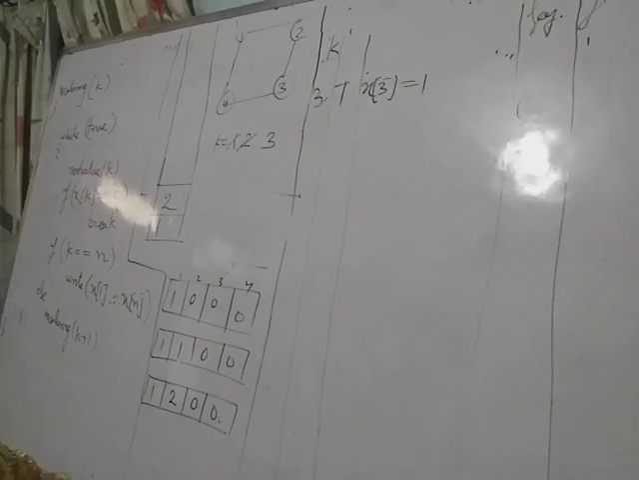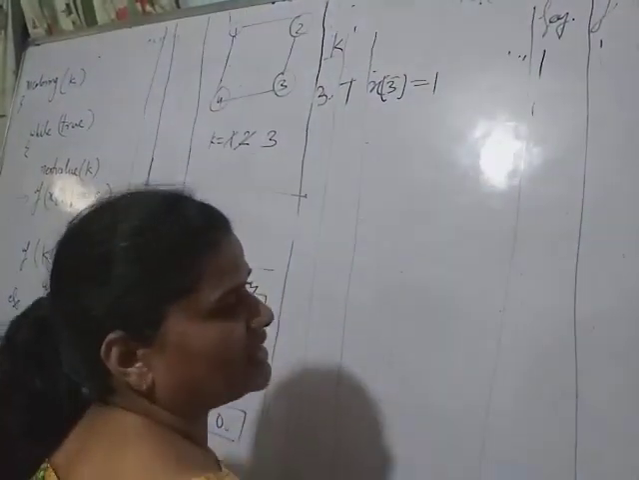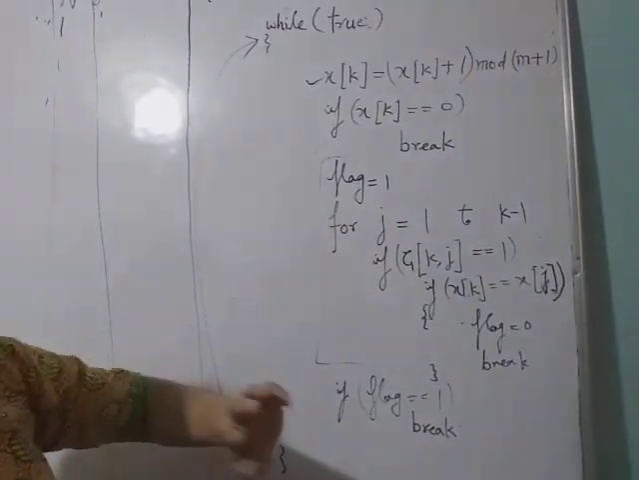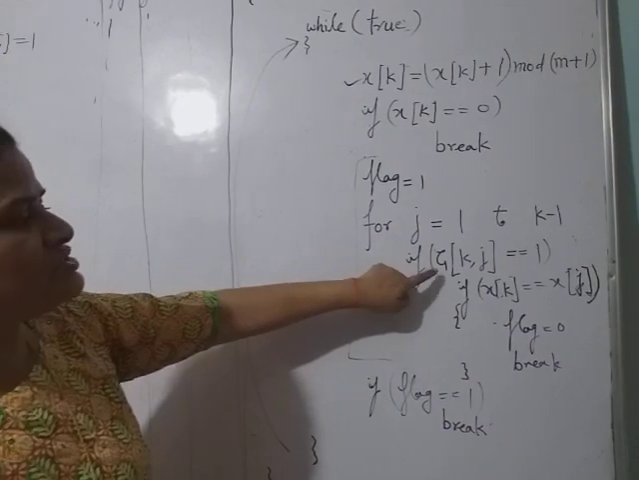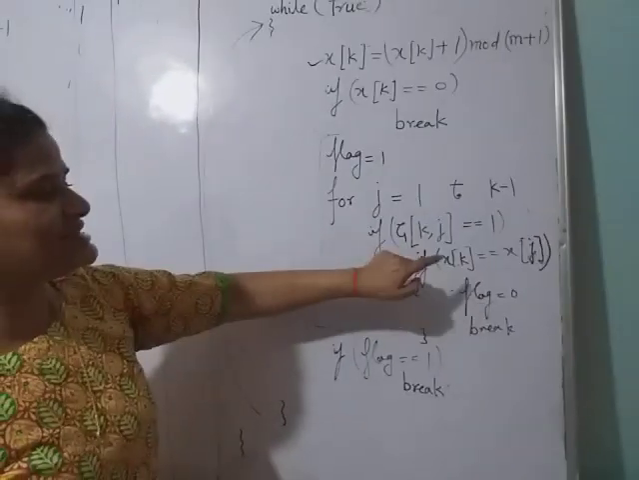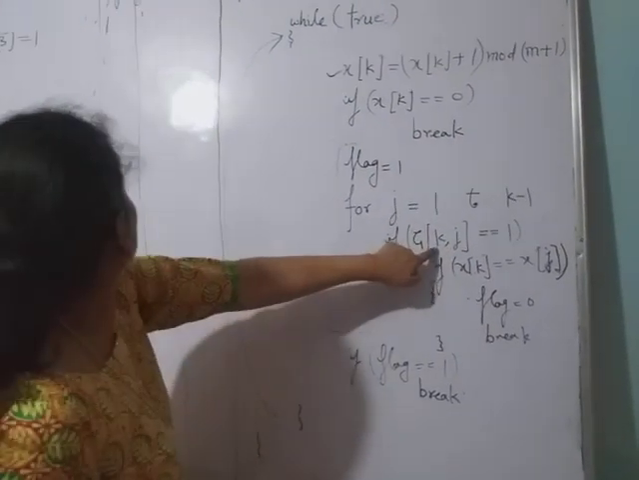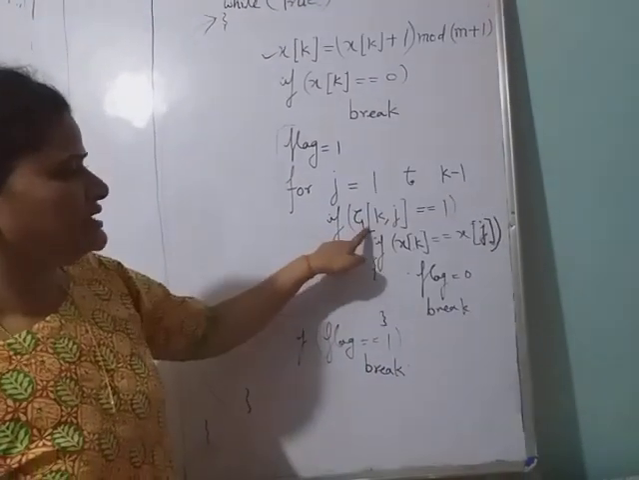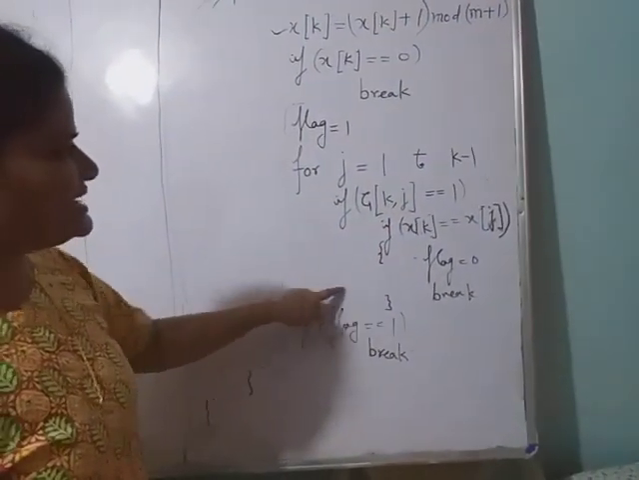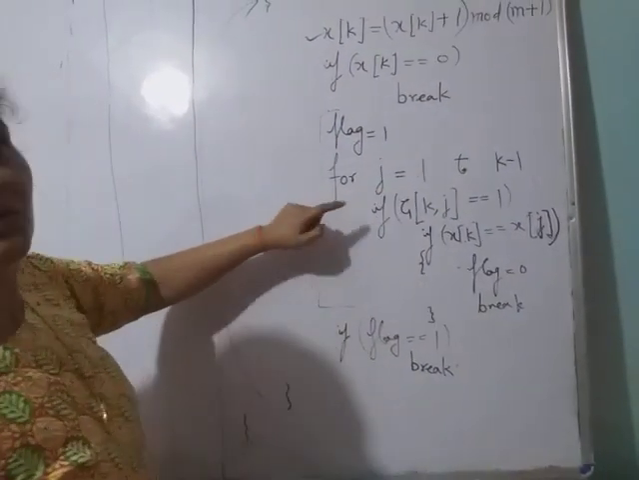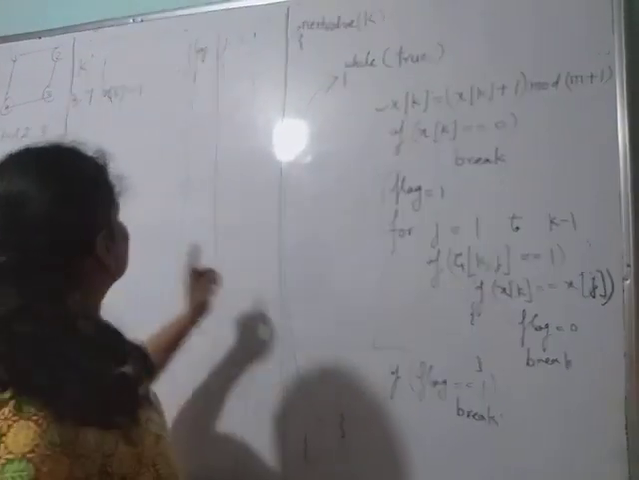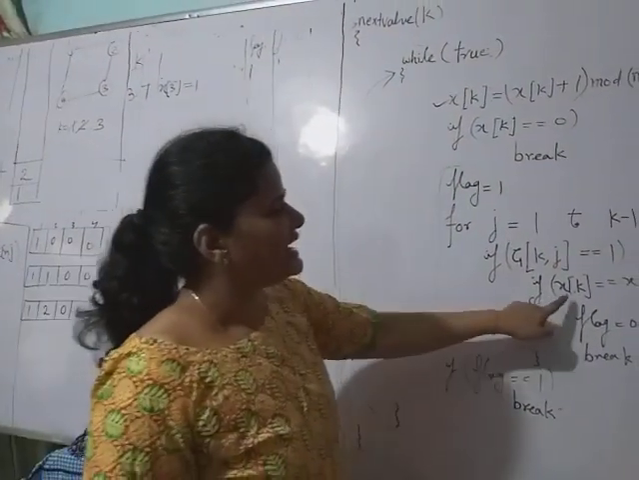Now x[k] is not equal to 0, so flag is 1. The j loop will run from 1 to k minus 1, that is 1 to 2, so this loop will run 2 times. So g[k][j] means g[3][1]. 3, 1 is not adjacent. Then the value of j is 2. 3, 2 is adjacent.